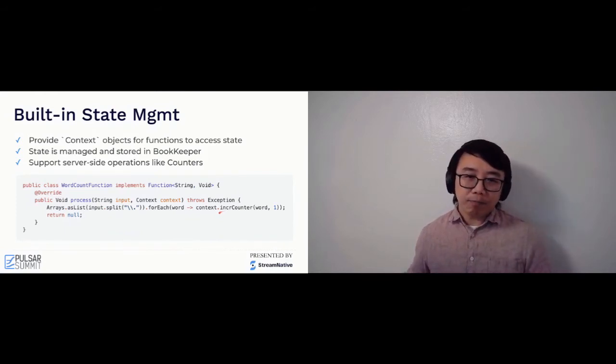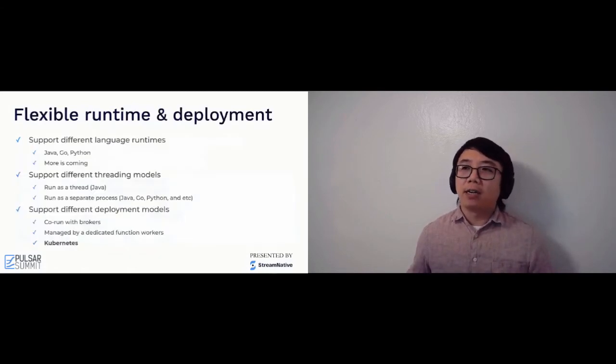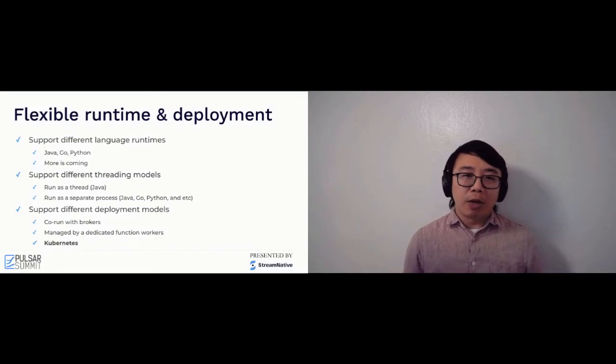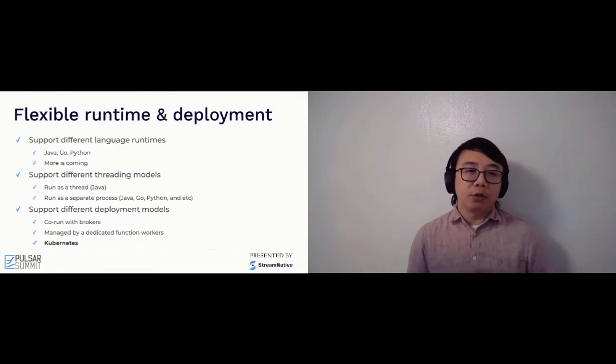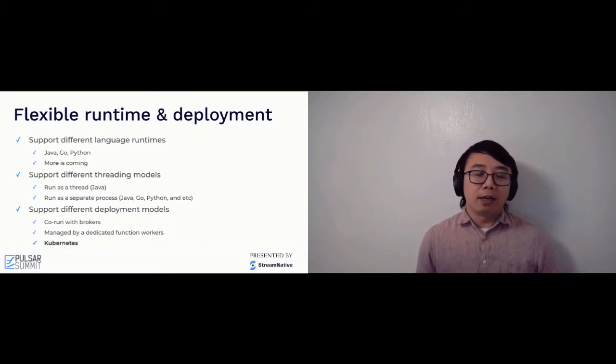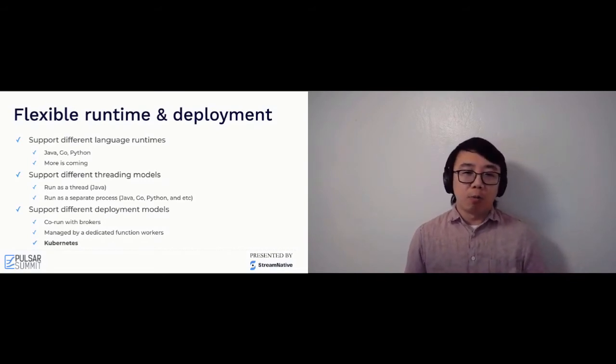Pulsar Functions also provide a very flexible runtime and deployment model. It supports different language runtimes. You can write Pulsar Functions using Java, Go, Python, and more is coming. The Pulsar broker or function worker can run a function using different threading models. Pulsar can run functions as a thread for Java, and it can run a function as a separate process for almost every language that's supported by Pulsar.